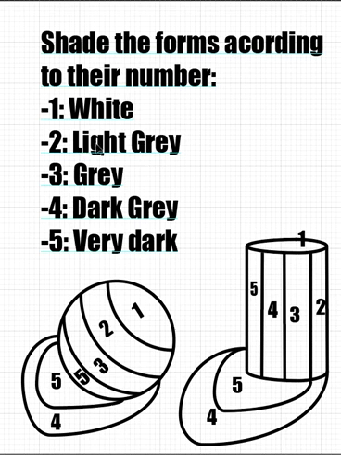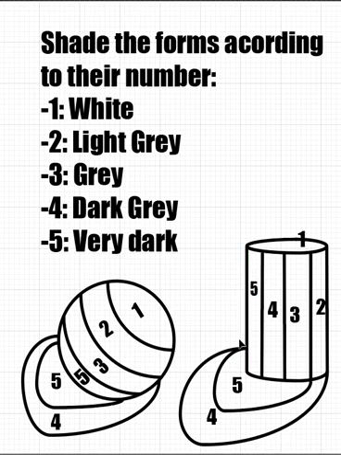And how this is going to look across all of your forms is that, for example, number 2 light gray, you have a number 2 here and a number 2 on your sphere. They should both be light gray and they should look like the same value. So remember, value is the lightness or darkness. It should be the same lightness or darkness in this section as it is in this section.